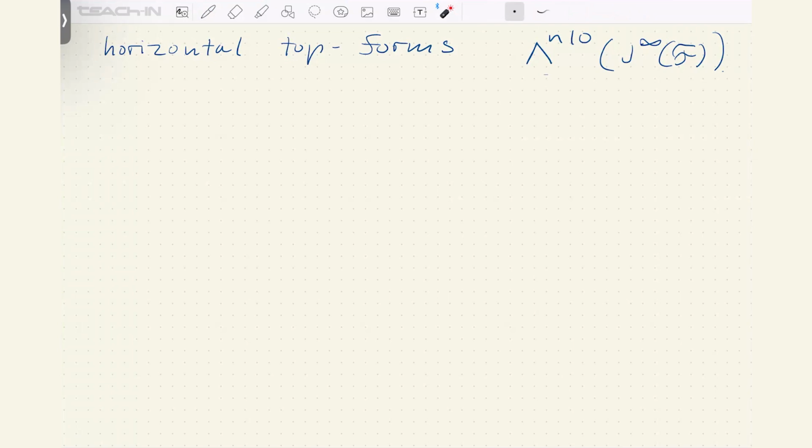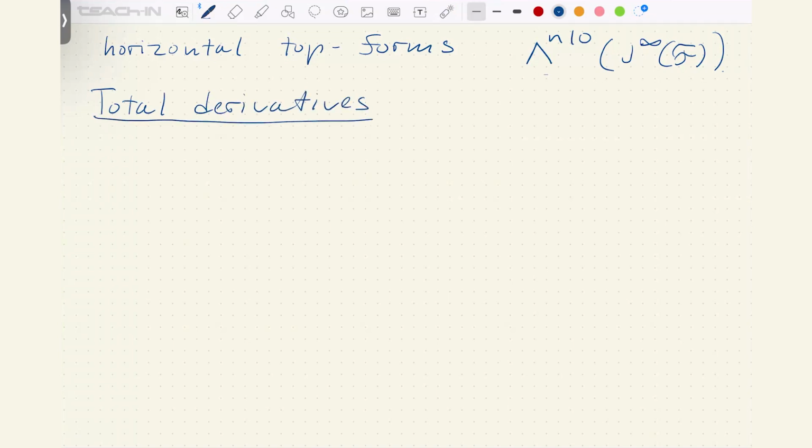So another ingredient is total derivatives. They look like this in standard coordinates because we introduced coordinate system. So total derivatives are defined like this.